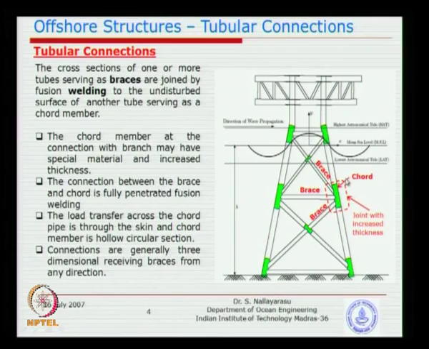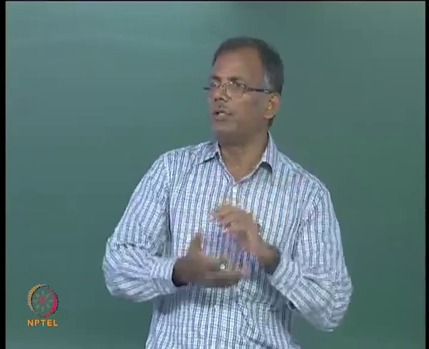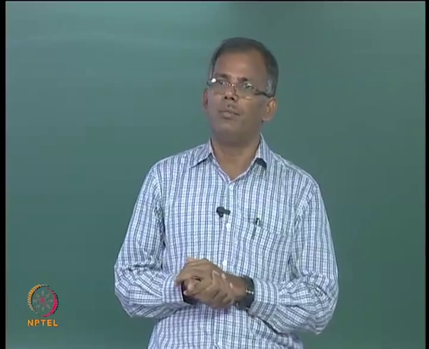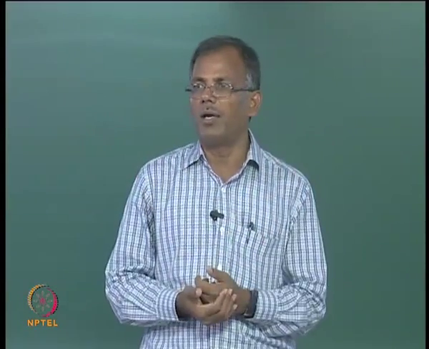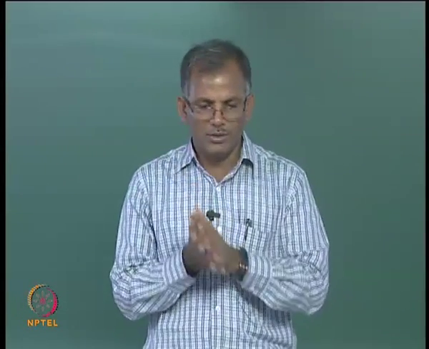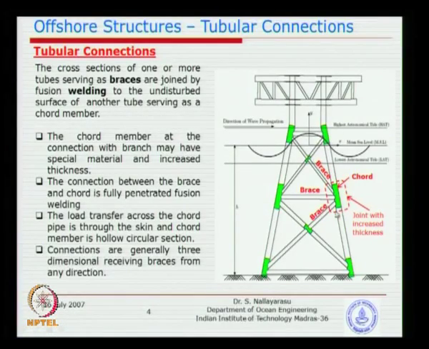Like if you look at a concrete structure, you have a column and a beam, and a junction of beam and column is called a connection. Or if you look at an industrial structure, an I-beam column or a channel or an angle bar also has a connection. So here we have one tube and another tube connecting, and that is called a tubular connection.